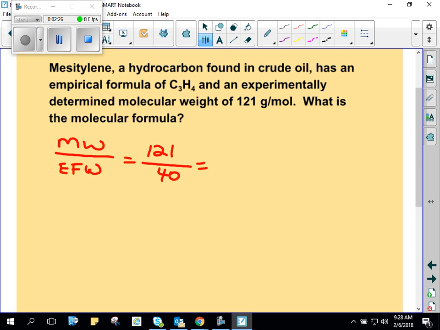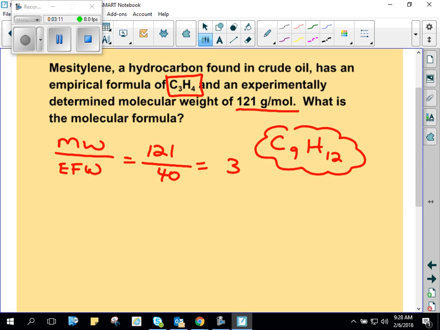So what is my multiplier going to be? 3, right? So the true formula, the molecular formula, is 3 times greater than the empirical formula. So my answer is going to be C9H12. Okay? We took the true weight that they gave us, this 121, and divided it by the empirical formula weight, which we determined to be 40, and we found a multiplier. Just like anything else with a multiplier, we always want the bigger number on top. I don't want to figure out it's 1/3 of the other, right? It's too complicated.